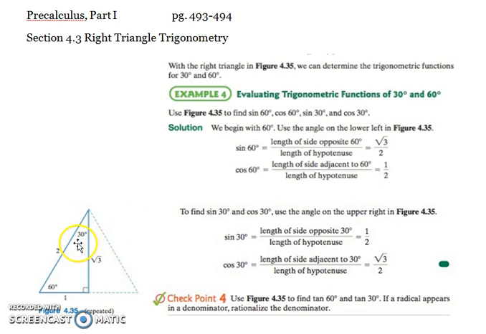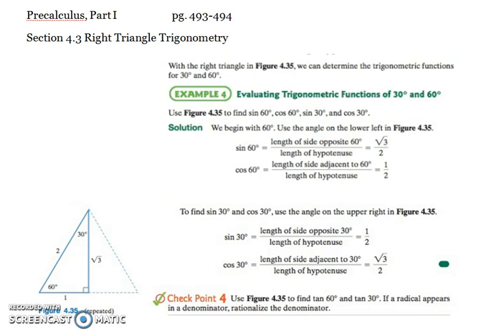For the 30 degree angle, the sine would be, the opposite would be 1, and the hypotenuse is 2. But since we're using the same triangle, notice we're using the same numbers, but they're switched because we're on the opposite angle. The cosine of 30, here's the 30, so that would be the adjacent, square root of 3 over 2.